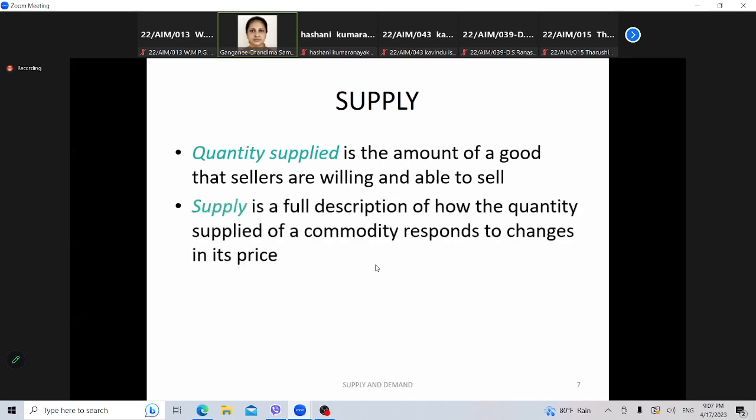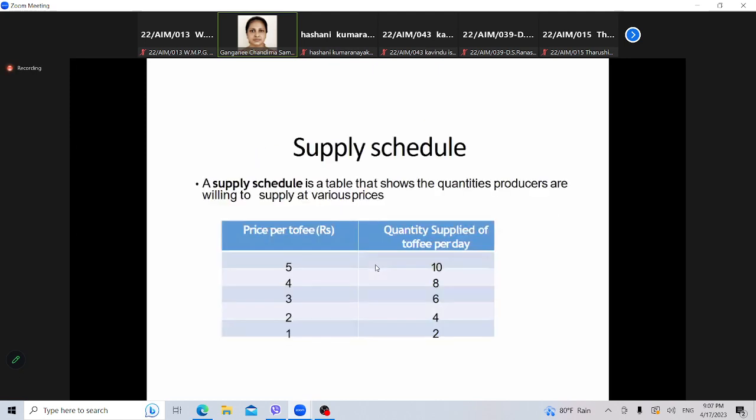Then supply is a full description of how the quantity supplied of a commodity responds to changes in its price. So this is the supply schedule, same as the demand schedule. What is the difference? See, price is decreasing, quantity supplied also decreasing. Only that change. Vice versa to the demand, just the opposite direction to the demand.